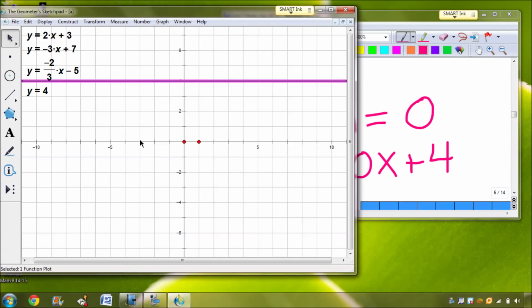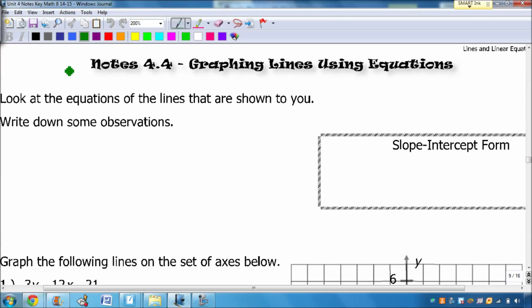All right. So do not forget that you need to write your own observations right here. I am not writing it down for you. So if you need to go back and rewind and rewatch so you can get your observations down, I will be checking for this next time I see you in class.